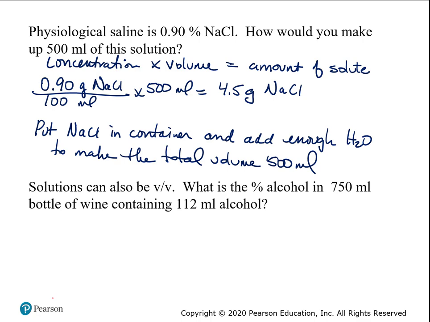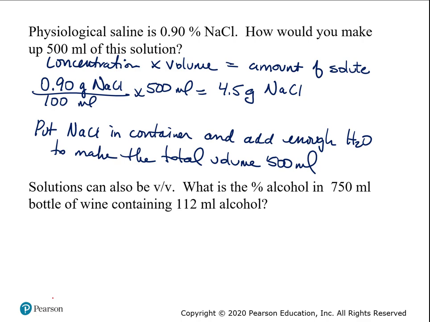You could leave it off. It's still not going to change. I just put it in because it identifies what that solute is. That's the concentration times the volume, which is 500 mils. And I ended up with 4.5 grams of NaCl. So I just took 0.9 times 500 divided by 100 and got 4.5 grams of NaCl.